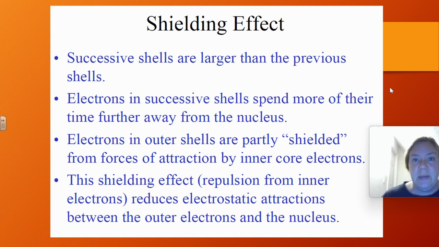Don't get wigged out by this word. Electrostatic attractions only means you've got negative electrons being attracted to positive protons, or the positive nucleus.